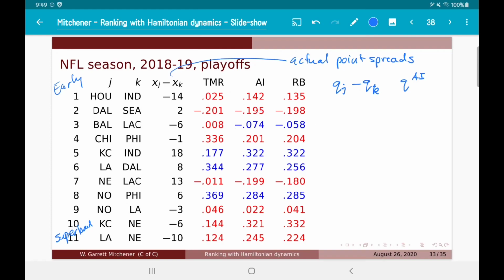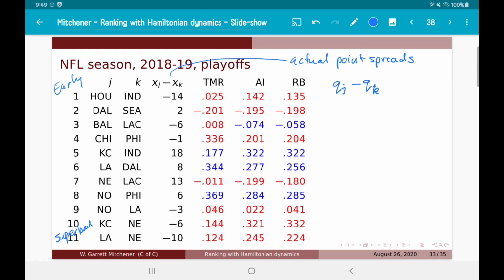So in other words, the average integral method here only got 5 of the 11 games correct. Only predicted 5 of the 11 games correctly. The trajectory minimum R method actually missed one by a tiny bit. So the results of this are, of course, a little bit disappointing.